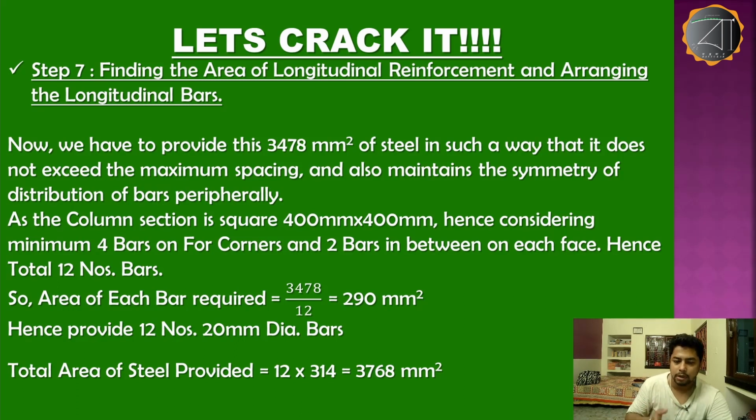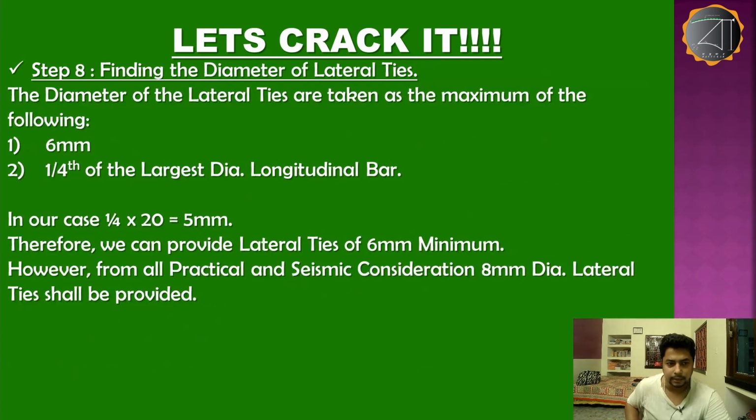So, simply what we will do, we will find out the diameter of each bar by dividing the area required by the number of bars, that is 3478 by 12, that is 290 mm square. Hence, provide 12 numbers of 20 mm dia bars. Total area of the steel provided is 12 multiplied by 314, 3768 mm square. Okay. So, we were to give 3478, instead we are giving a little bit higher 3768 mm square, which is perfectly fine.